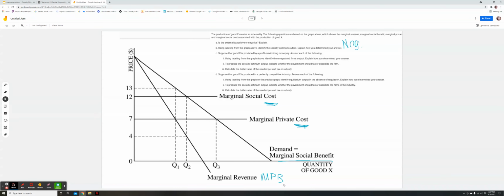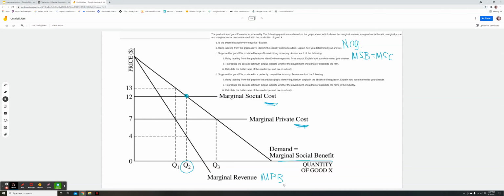So now we're going to use the labeling from the graph to identify the socially optimum output. Remember, socially optimum output is going to be where the marginal social benefit equals the marginal social cost. And that's going to be true in any situation of any externality. So that's going to be right there. Marginal social benefit equals the marginal social cost right there, which is at the quantity 2. I think we got that far this past afternoon. So that's how we got that.